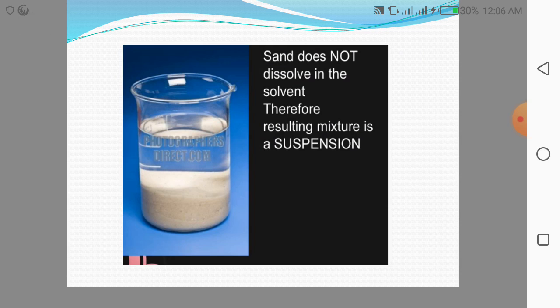Salt solution will pass through because it is soluble, but sand will be trapped in the filter paper. Why? Because it is insoluble. Then we are going to heat the clear salt solution. The water will evaporate and the dry salt crystals are left behind. And in this way we can separate salt from the sand.